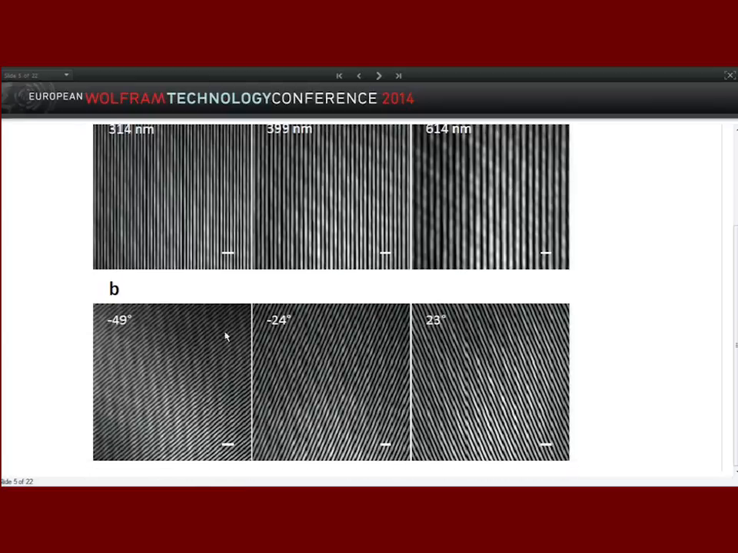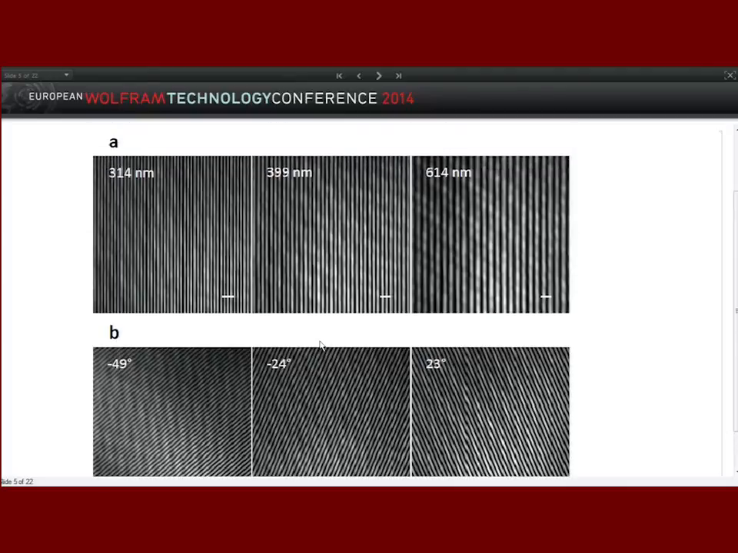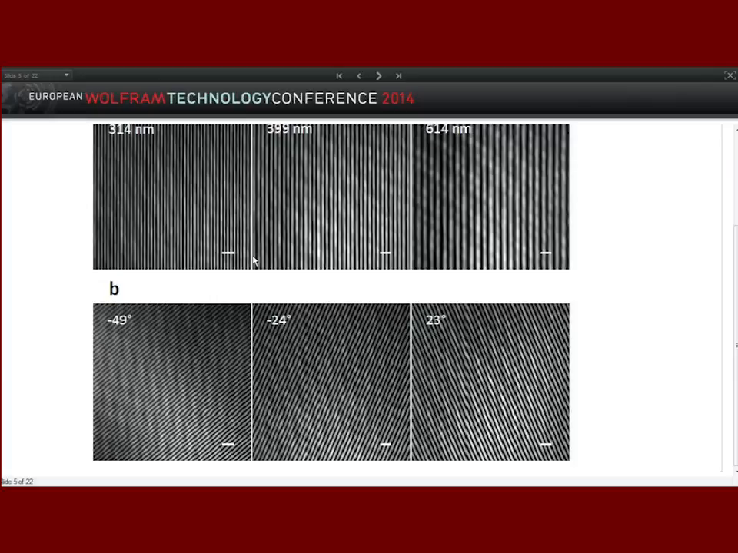The other important part, as I said, is that the orientation of the pattern can change a little bit. It can change from up here to down here, and you can see we have different angles, from minus 49 degrees here to plus 23 degrees here. The slight variations that you see here are basically due to the fact that we have a kind of moire pattern in this whole setup.